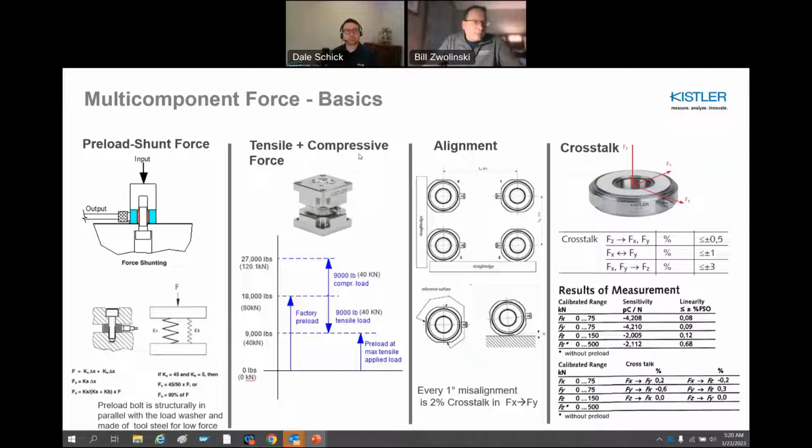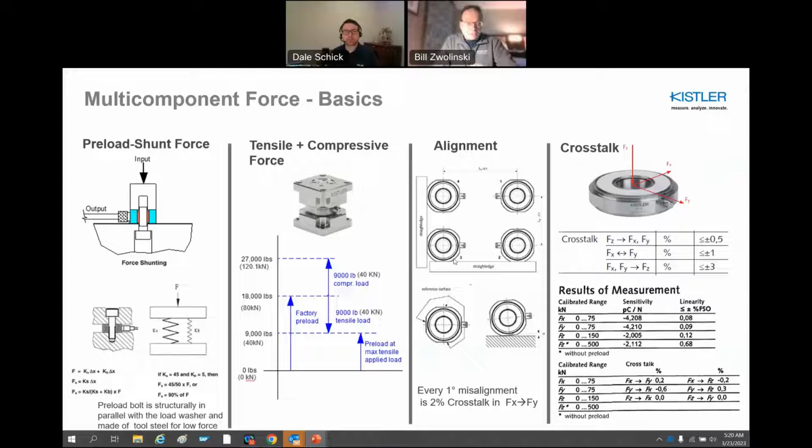I talked about tensile and compressive forces. You want a good preload of 70%. And what this gives you is if you preload at say 2/3 the measuring range, you get plus or minus 1/3 of the tensile and compressive range. That's the basic concept behind preloading at a high level.